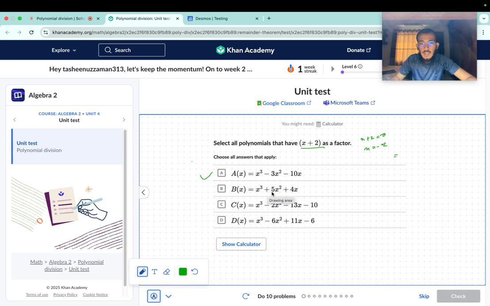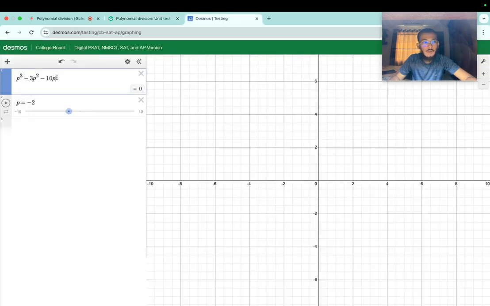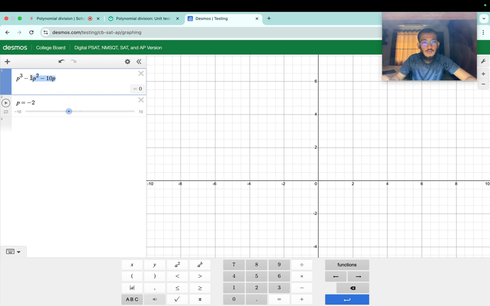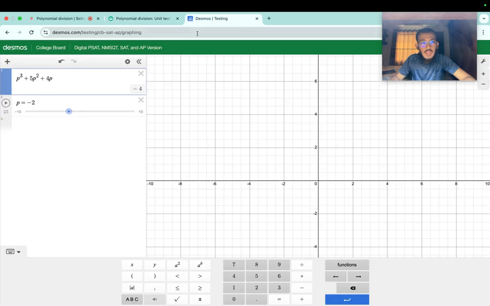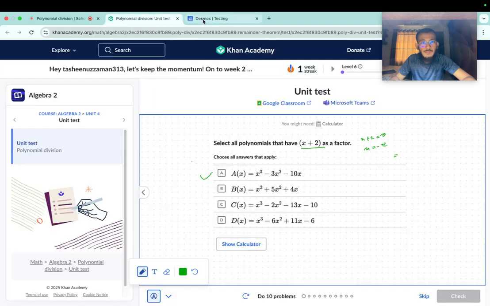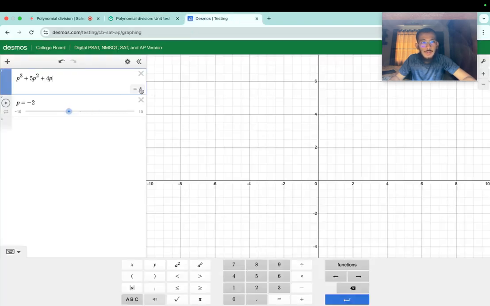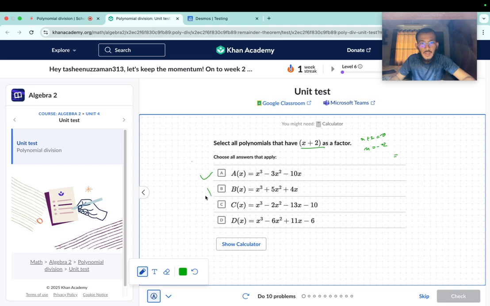X cubed plus 5x squared plus 4x. So I plug in p cubed plus 5p squared plus 4p. As we can see, the remainder is not 0, so B is not our answer.